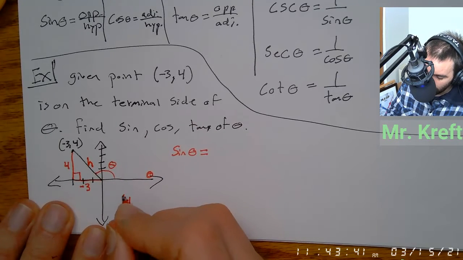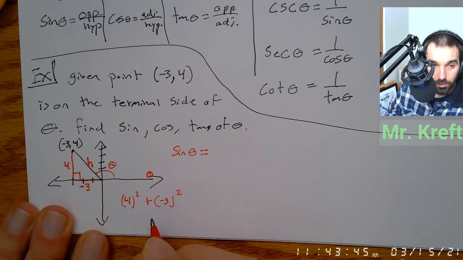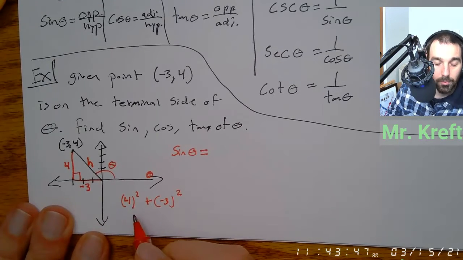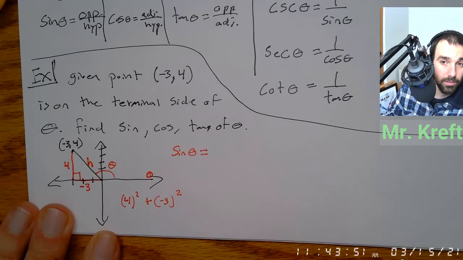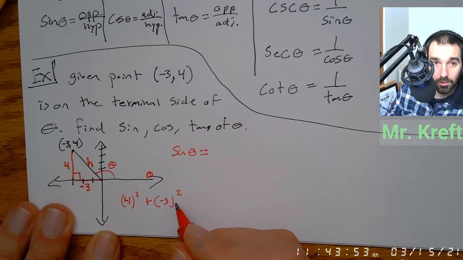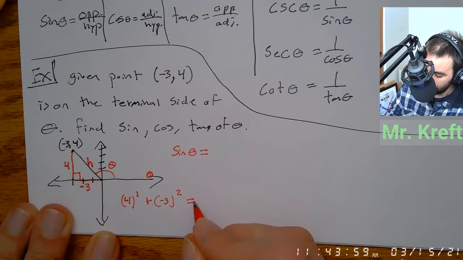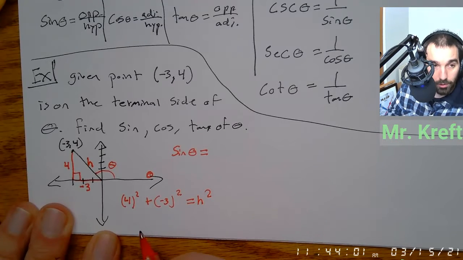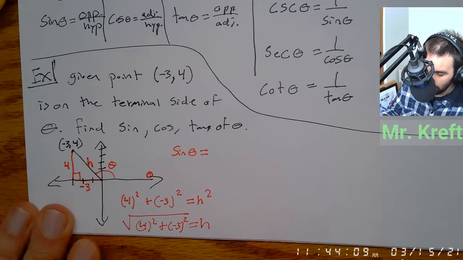So I know that 4 quantity squared plus -3 quantity squared. Notice how I'm putting parentheses around these? Because if I have a negative, a negative squared is going to be a positive. So if you don't put parentheses around it, it's going to think it's -1 times 3 squared. So you have to put the parentheses around it. Okay, so if I solve this, it's going to be the square root of the quantity of 4 squared plus the quantity of -3 squared equals h.